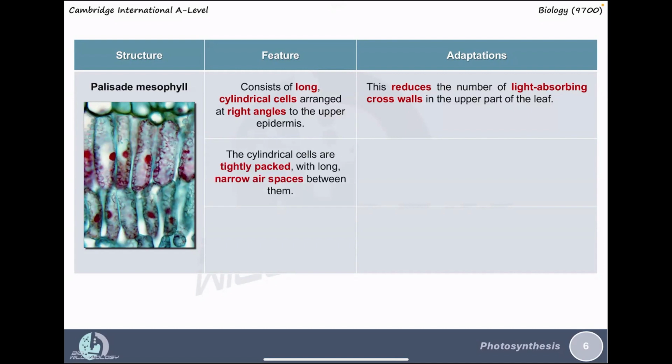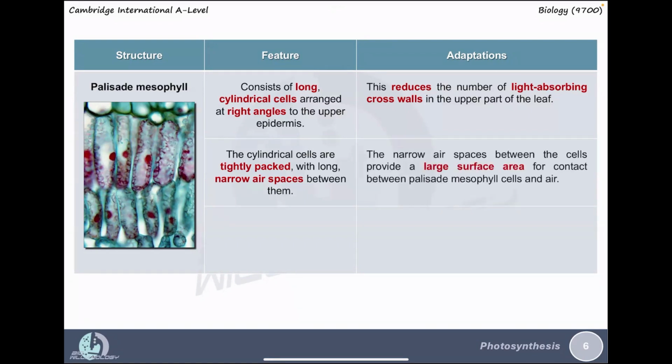And because they are cylindrical cells, tightly packed, this will create narrow air spaces between the cells. Try to imagine that if they are round, when you pack all these round-shaped cells together, there are air spaces in between the cells. Therefore, with these narrow air spaces between the cells, it provides a large surface area for contact between the palisade mesophyll cells and the air.